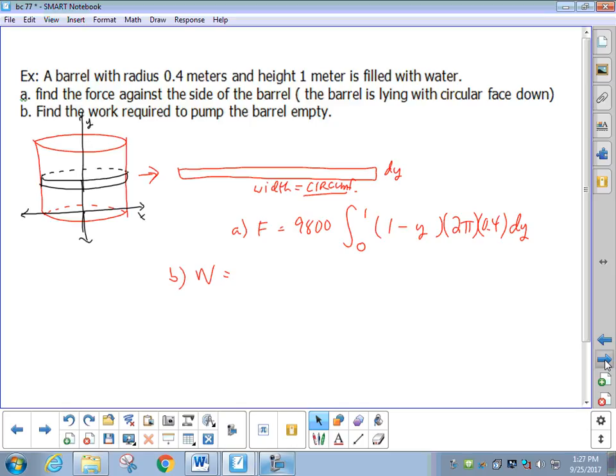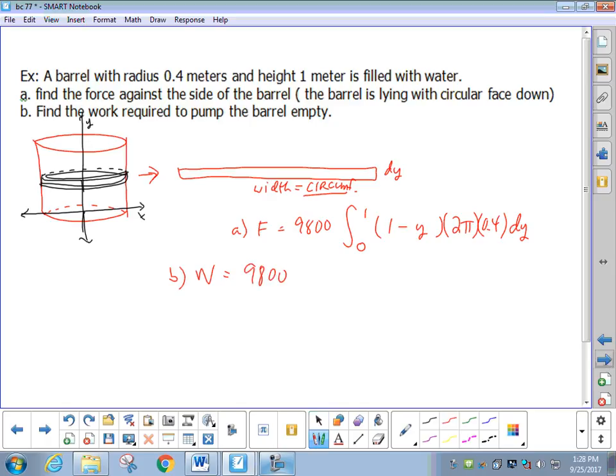Wait, so the slice would be. Why will the slice of the meat? That's the question. What's the shape of the slice? Not a rectangle. This is a disc. It's the volume of this disc. Oh, wait. Okay, so it's the volume of a small, tiny paper thin cylinder. Oh. So would you just.